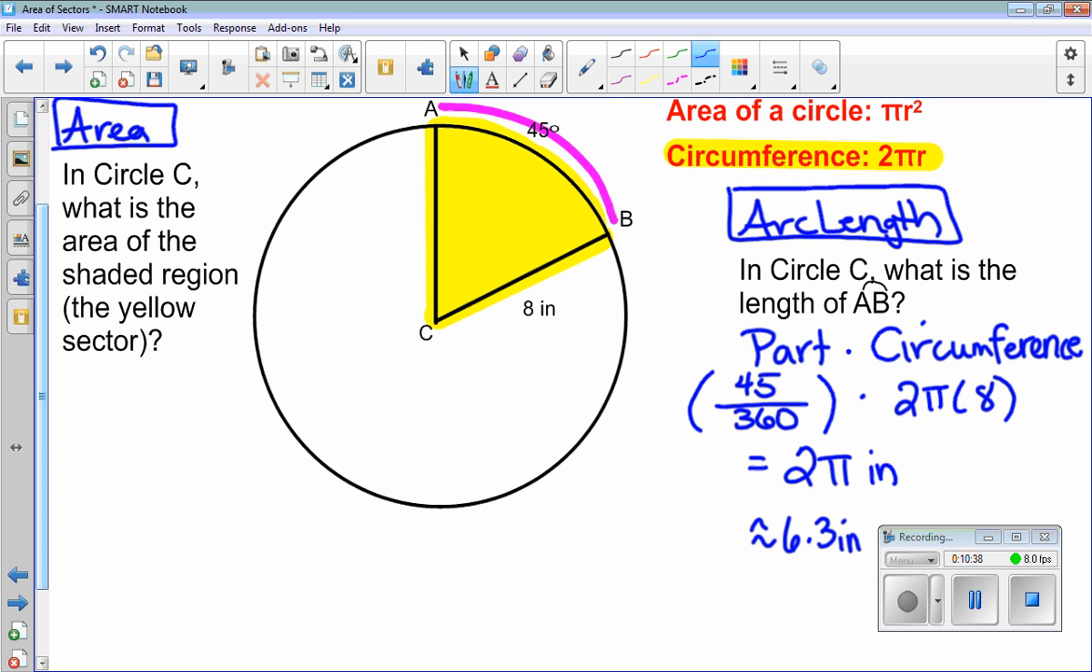And what do you think? We're going to use sort of the same process, part of something. How do you think we would set up to find the area of the shaded region, that area of that particular arc? What do you think we'd do? For arc length, we did part of the circumference. What are we going to do for area? A student say?